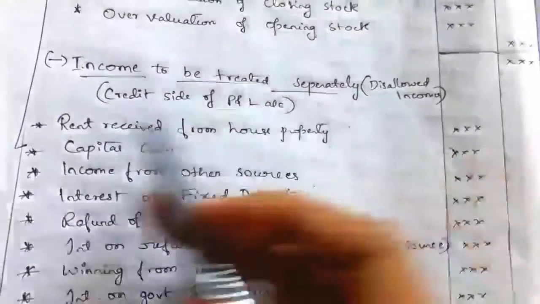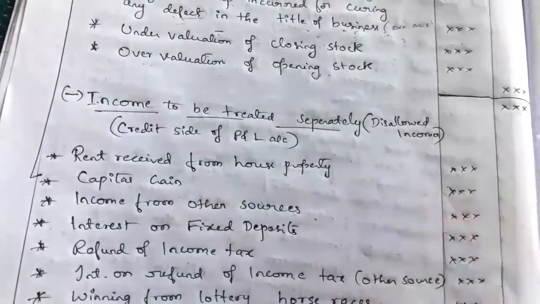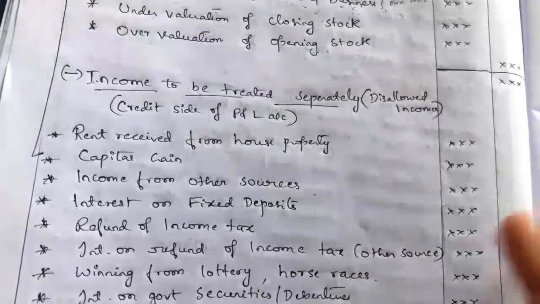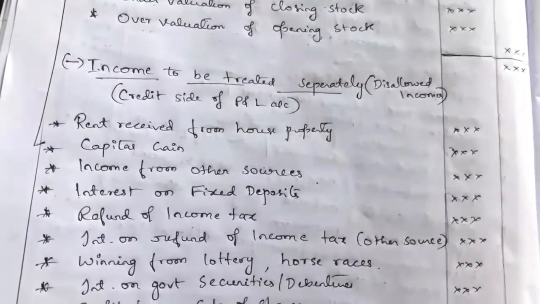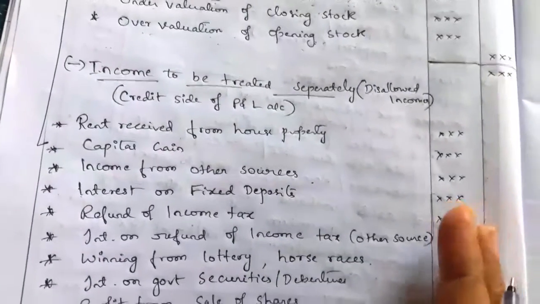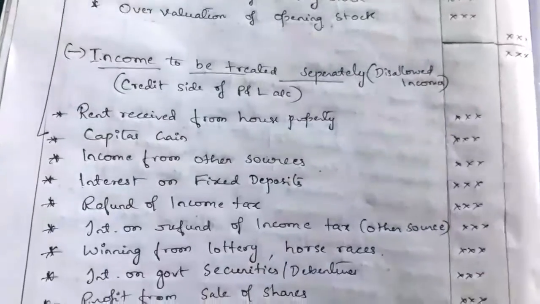Disallowed incomes we have to deduct, disallowed expenses we have to add. Disallowed incomes, the income which is not relating to a business, should be deducted. The income which is not relating to business is known as disallowed income. That income should not be recorded under section 28, business income. Those incomes should be treated separately.